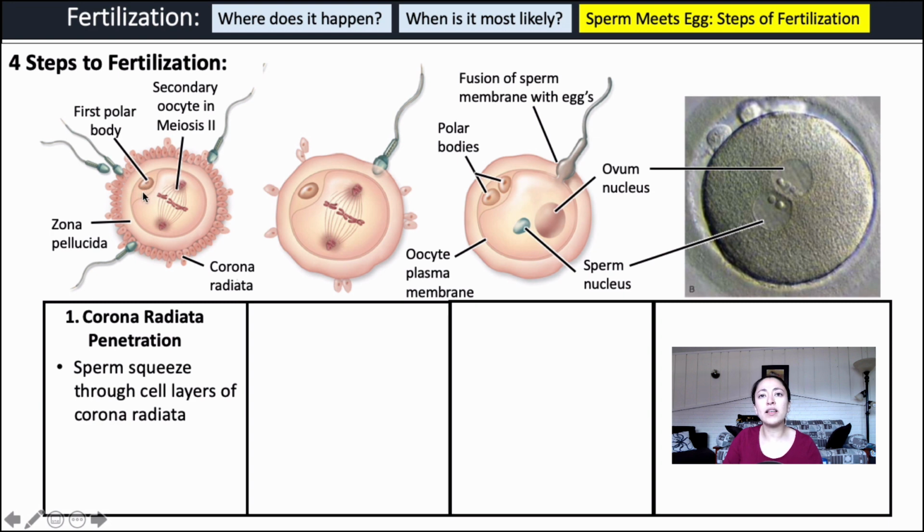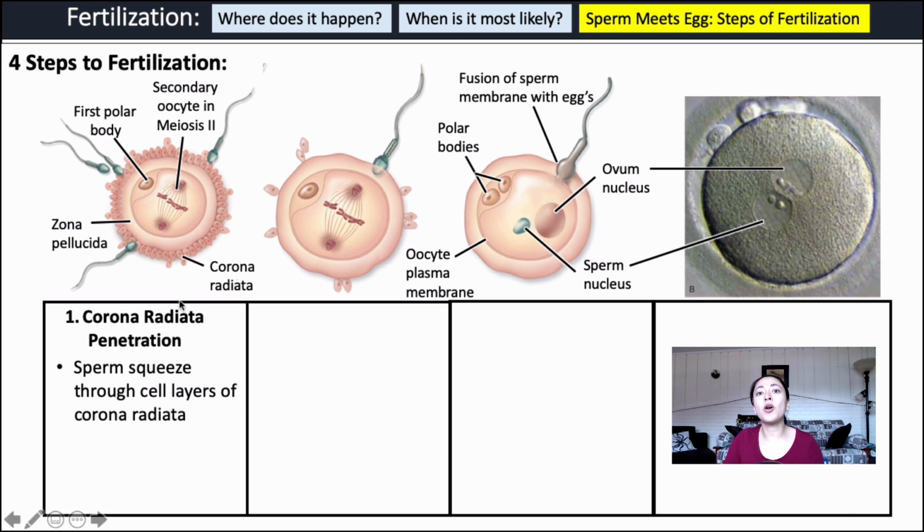So remember, polar bodies are cells that are created whenever the eggs are forming, and these polar bodies are pretty much just created to remove genetic information so we can create a haploid cell. The polar bodies will eventually die.